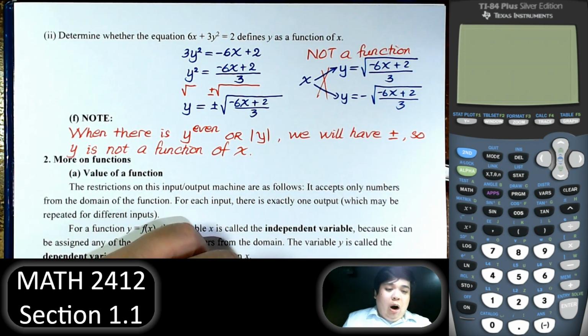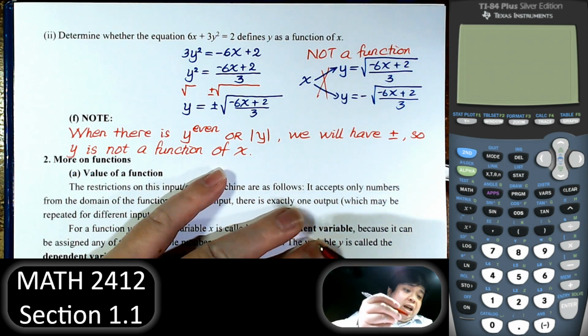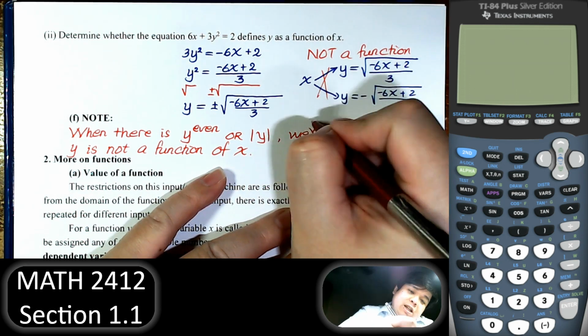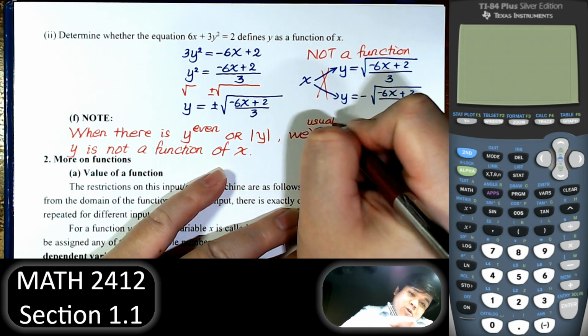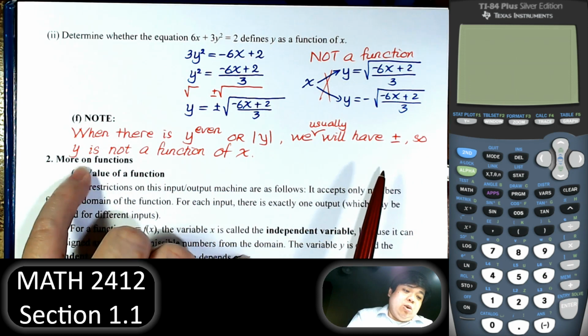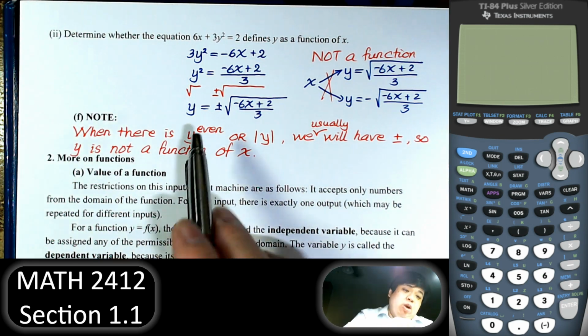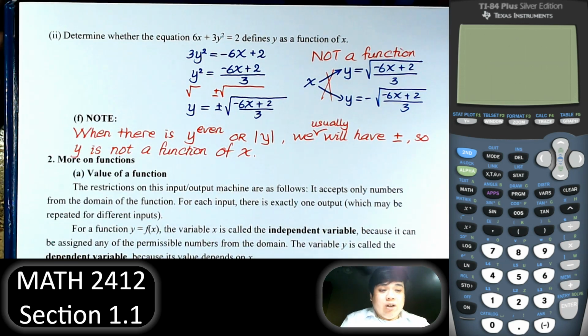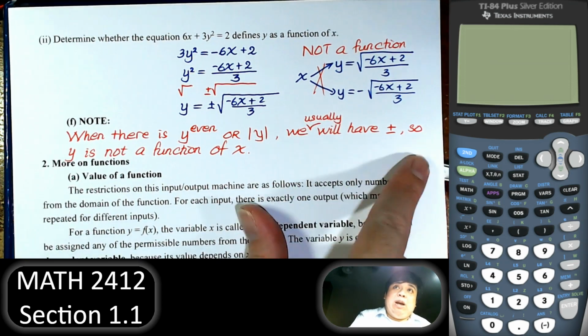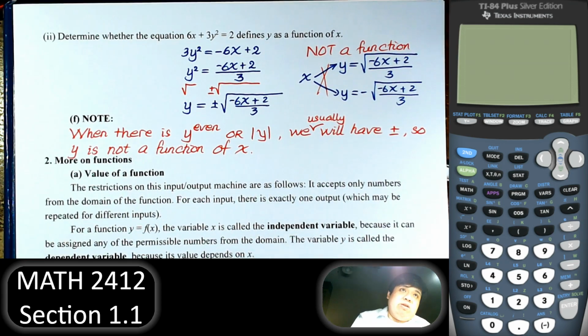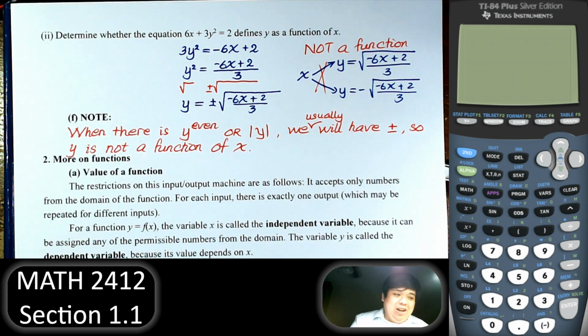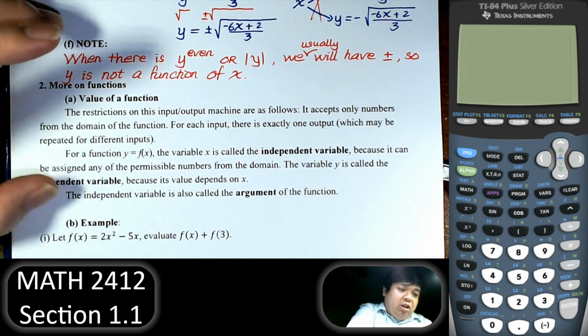By the way, in some extreme cases we don't have the plus or minus, but as we just said, usually it is not a function of x, because if we have y to an even power or absolute value of y, to get back to y we have to have the plus or minus. Therefore, it's not a function of x. Like I said, usually it's not going to be; it's not going to be always. Right. So more on function.